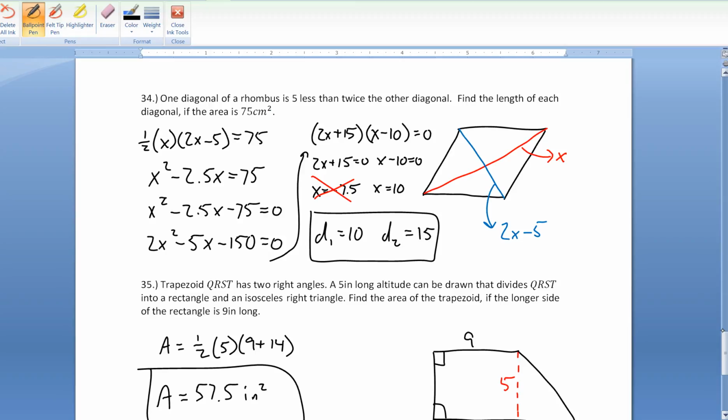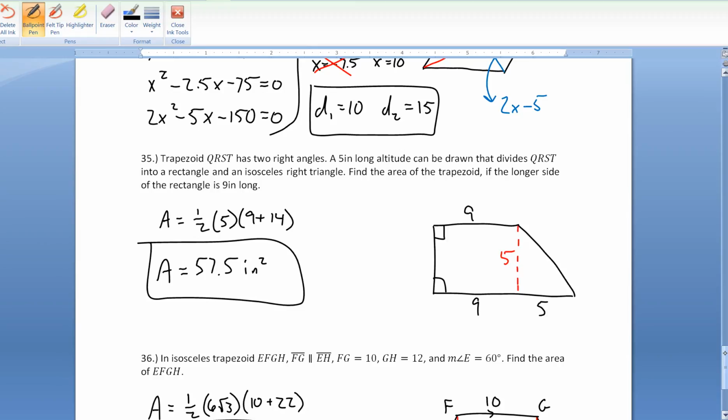And then I build a bridge, I factored this thing, and I find out that it factors into a 2x plus 15 and an x minus 10. And then I set each of these equal to 0. And I get two answers. One of those answers is negative, which is ridiculous for a length. The other one works, so it's 10. I plug it back in, so I find out that one diagonal is 10, the other diagonal is 15. And obviously, I actually have my drawing backwards in terms of it being drawn to scale, and that's okay. I didn't know which one was going to be the longer leg when I started.